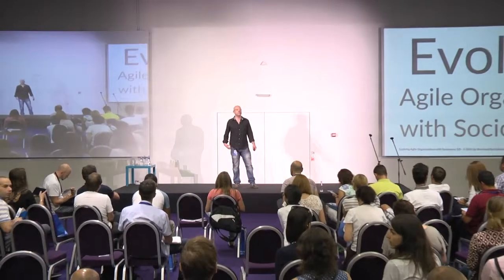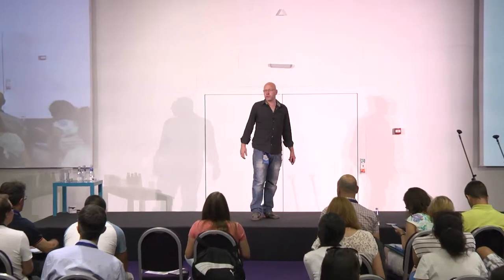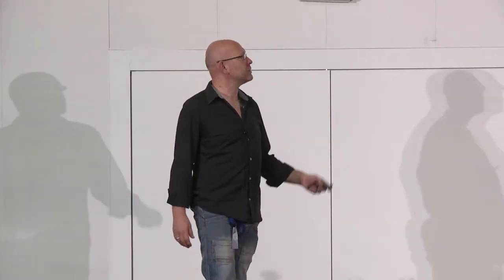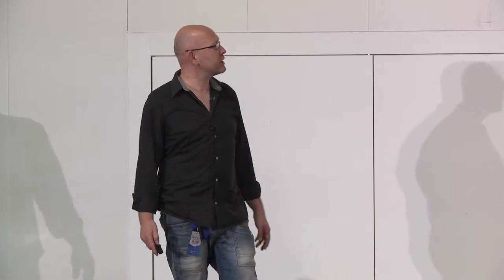So, welcome. I'm going to introduce you today to something called Sociocracy 3.0. It's a framework for evolving agile organizations. Who of you has already heard of Sociocracy? Quite a few. And Holacracy? A few more. So you all probably know about teal organizations as well.